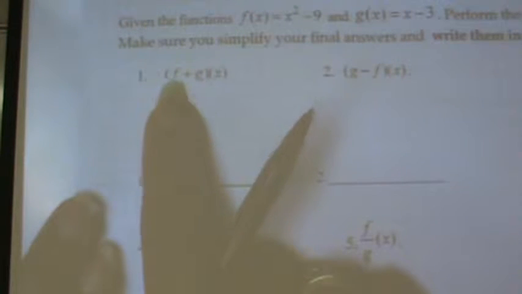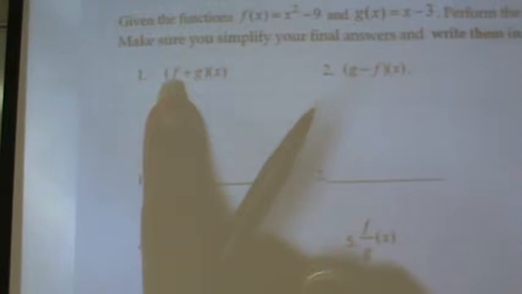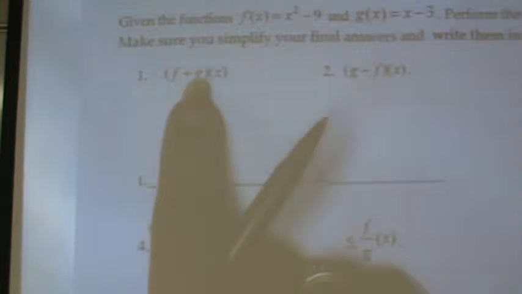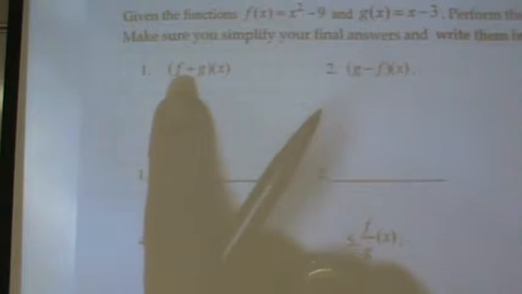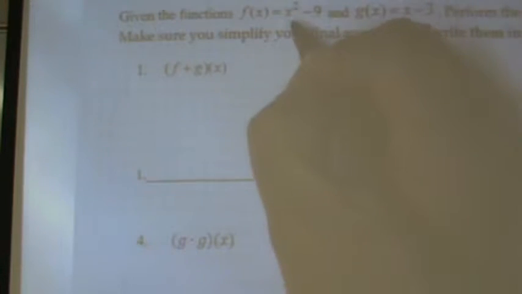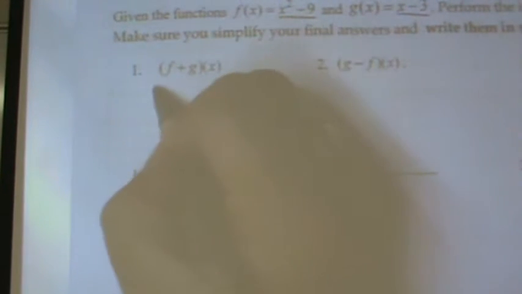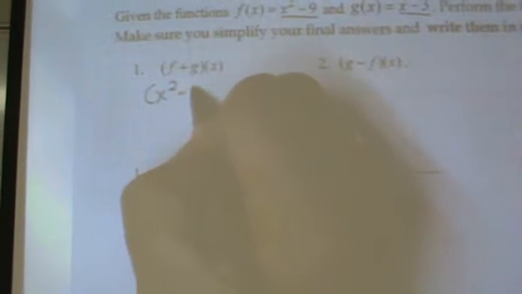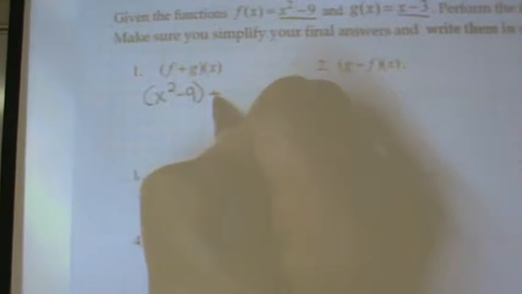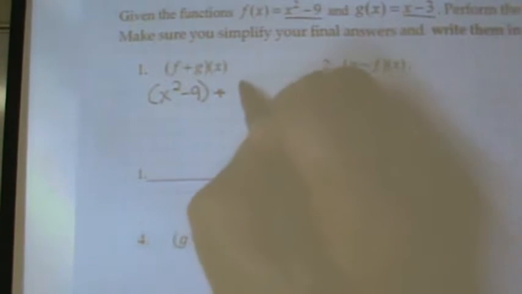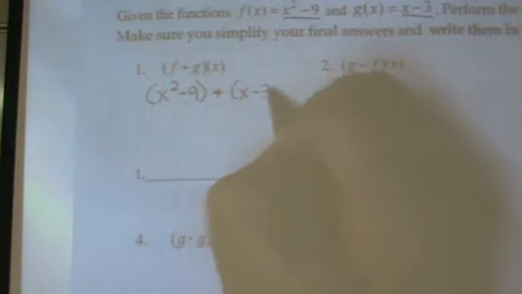The function of x. What does this f say? Read it to me. Go ahead, Cassidy. The function of f plus the function of g. Yes. This is asking you to add the f function to the g function. So what is the f function? It is x squared minus 9. You're going to add, because that's what it tells you to do, the g function, x minus 3.